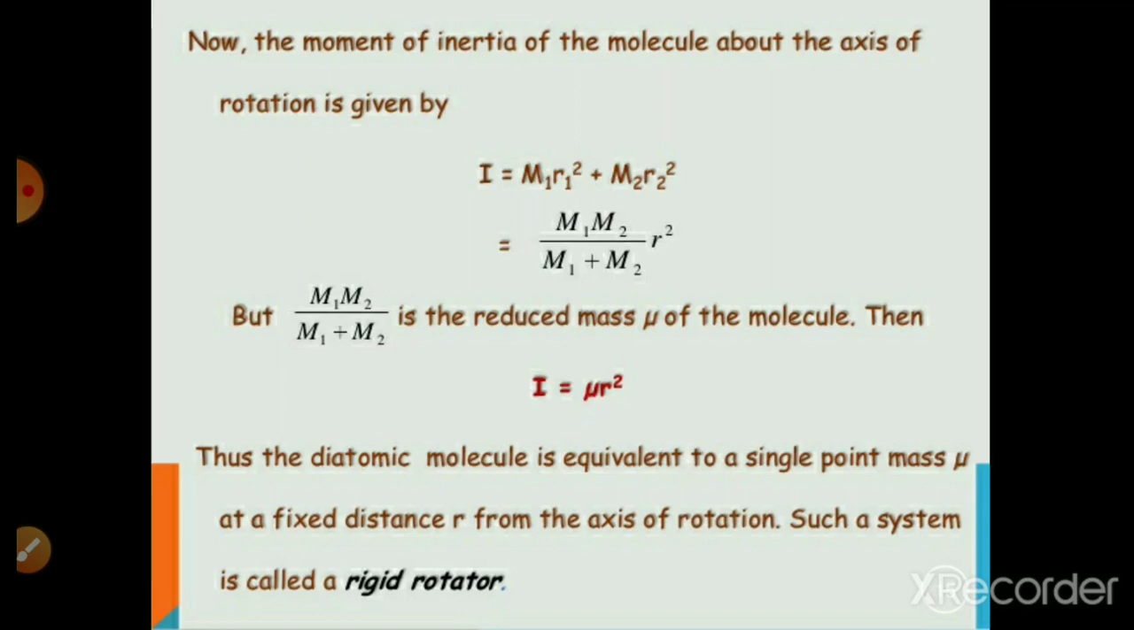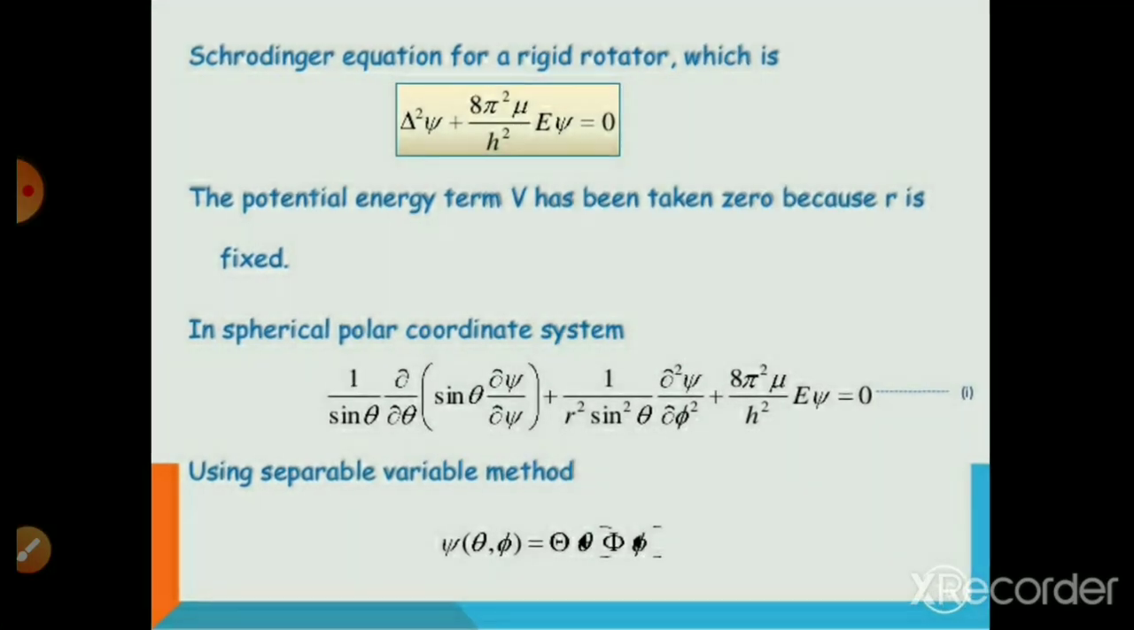Thus, the diatomic molecule is equivalent to a single point mass mu at a fixed distance r from the axis of rotation. Such a system is called a rigid rotor. Now, the Schrodinger equation for the rigid rotor is del square psi plus 8 pi square mu by h square E psi is equal to 0. The potential energy term V has been taken as 0 because r is fixed.